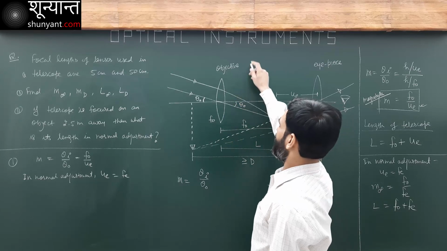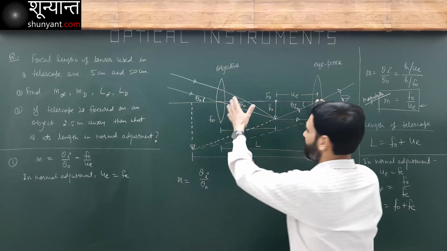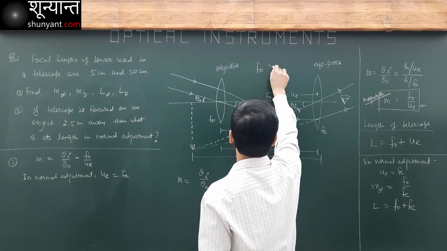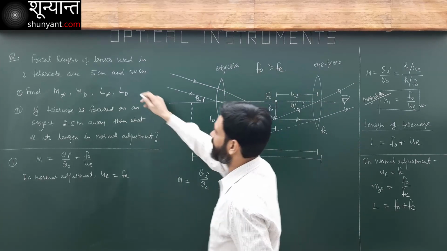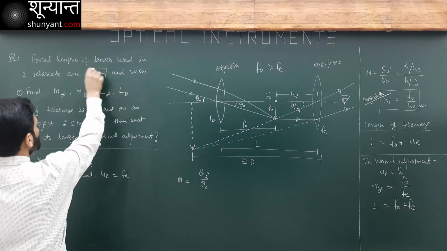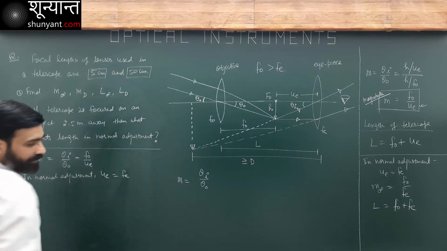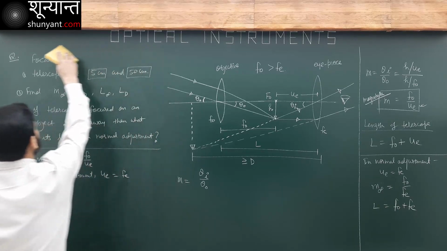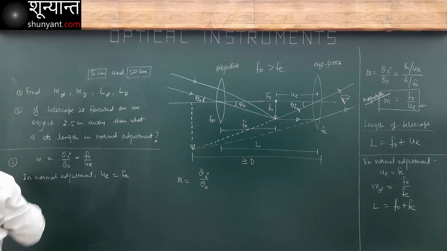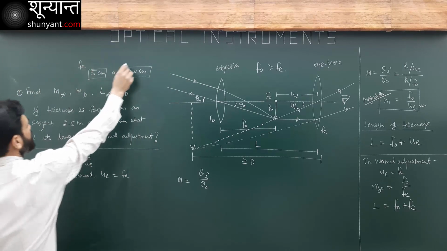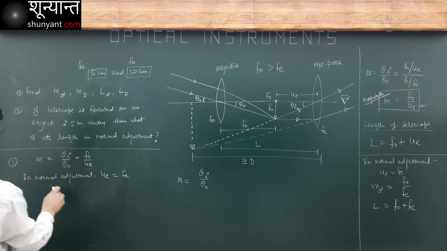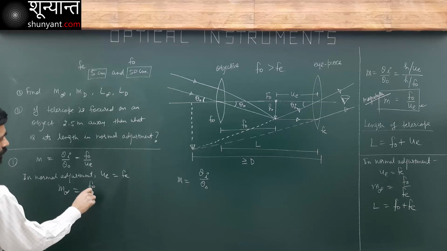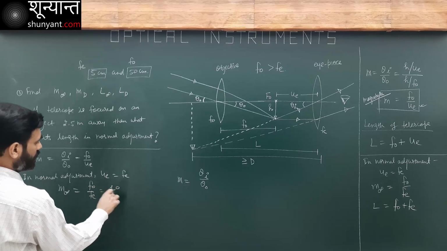In case of a telescope, if I want to use this system as a telescope, the focal length of the objective should be more than FE. That means this is FE and this is FO. That is something that you will have to make out on your own, even if it is not given. So this becomes FE and this becomes FO. We have this answer. So M infinity in normal adjustment is FO over FE, which becomes 10.